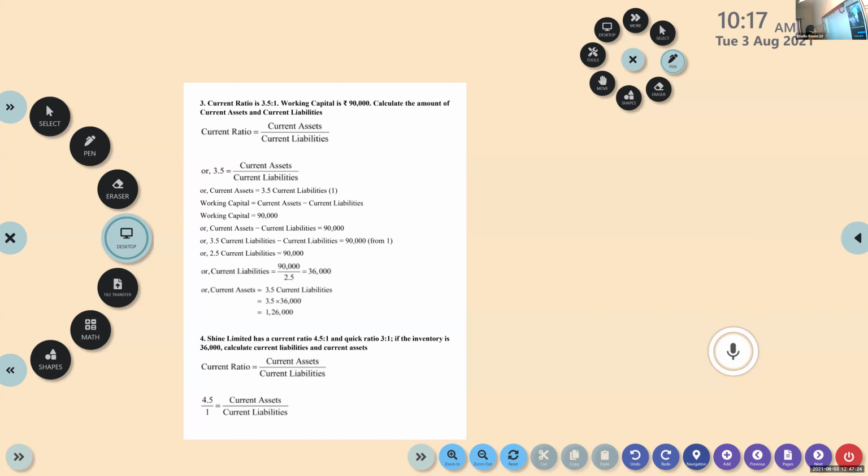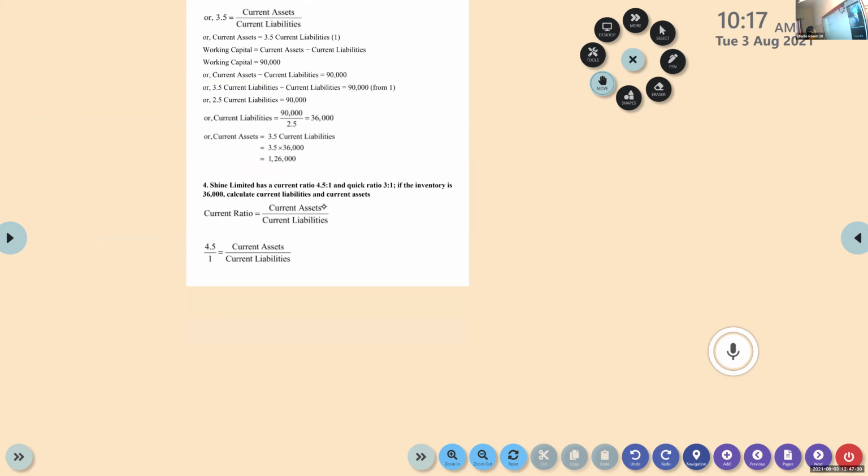Let's continue with current ratio in the next question. Question number 4. Shine Limited has a current ratio of 4.5 is to 1. So current ratio 4.5 is to 1, and quick ratio is also given here. Quick ratio is 3 is to 1.